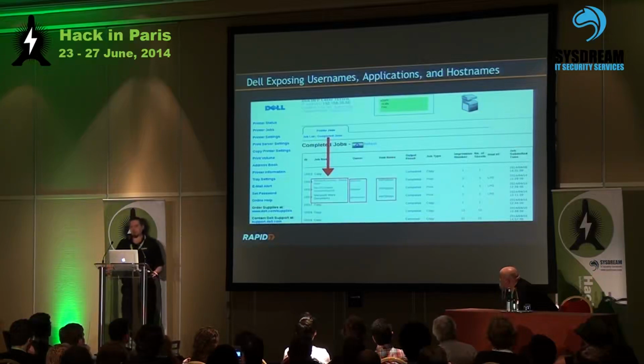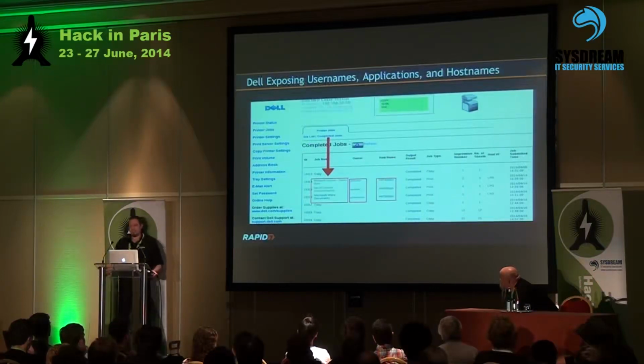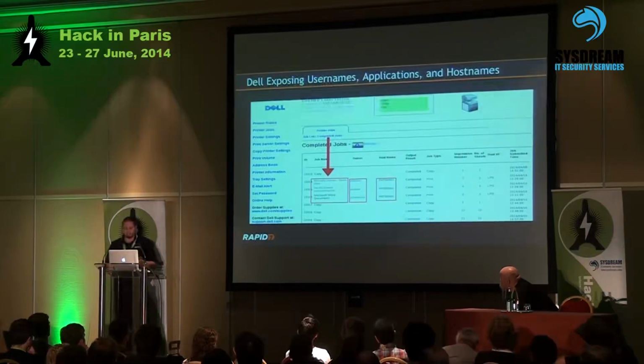Anybody know what operating system uses C users for a path? Yeah, Windows 7 and higher. So now we can target attacks against an environment where we know they're using Office products such as Outlook and Word. We can also target the operating system, which is Windows 7.